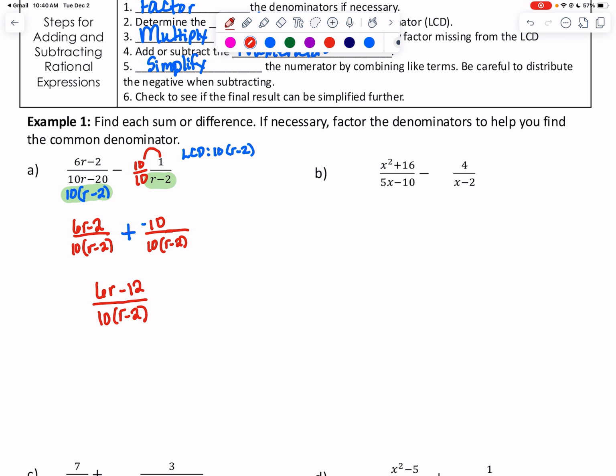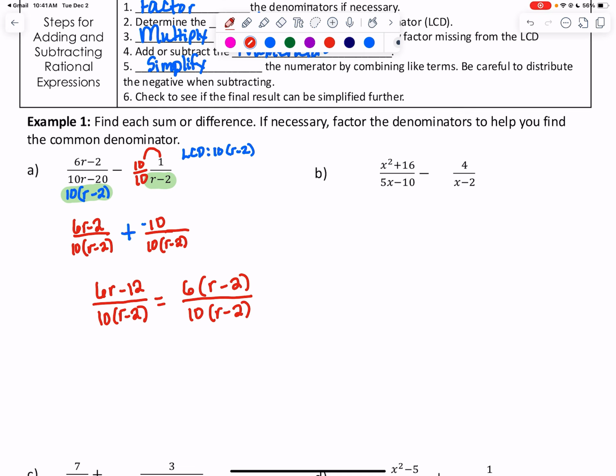Now, in this next step, you're about to see why I asked you to keep your denominator in factored form. That's because sometimes in step 6, the final answer can be simplified further. If you look at the top, 6r minus 12, it has a common factor of 6. So if I pull that 6 out, 6r divided by 6 would be r. Negative 12 divided by 6 would give me minus 2. Over 10 parenthesis r minus 2.